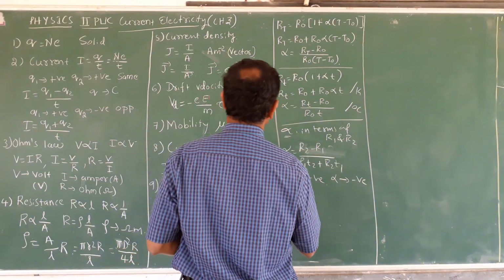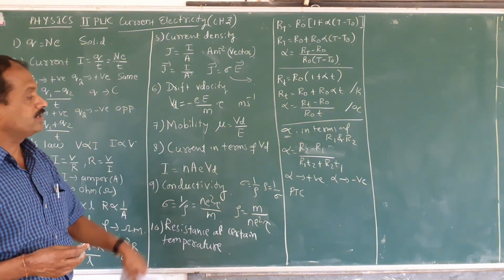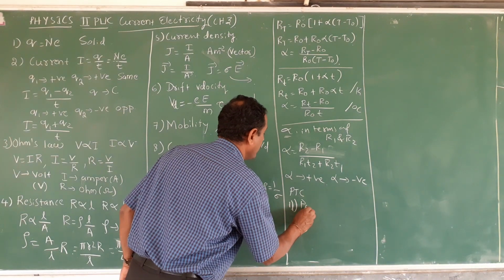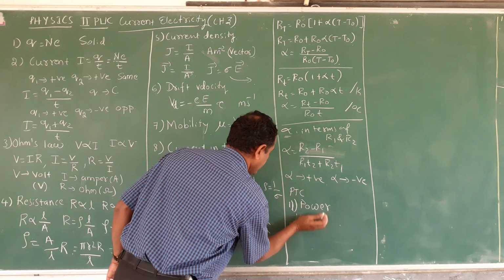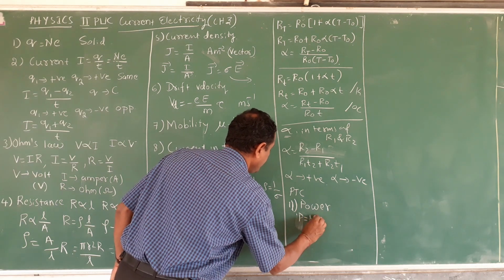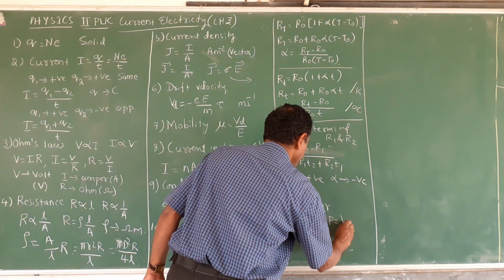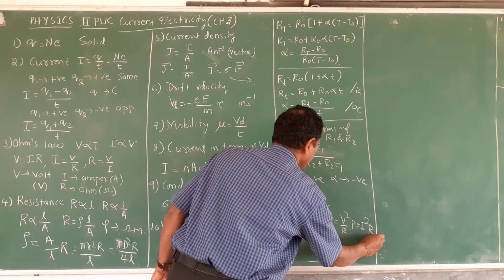Next, this is about temperature coefficient, resistance at a certain temperature, all these things. And the 11th one is the power in current electricity. You have to write P is equal to V into I. Another formula is V square by R. Another formula is I square R.